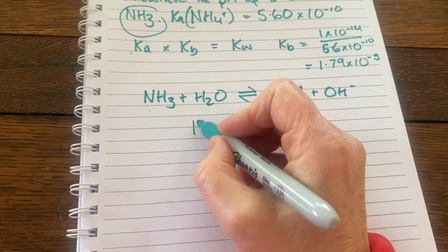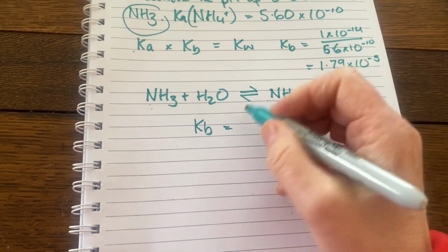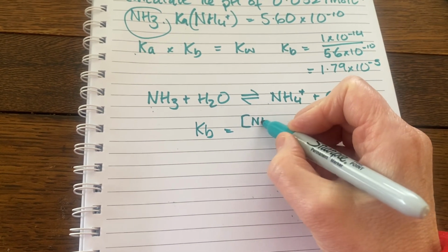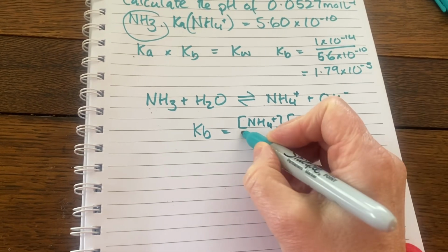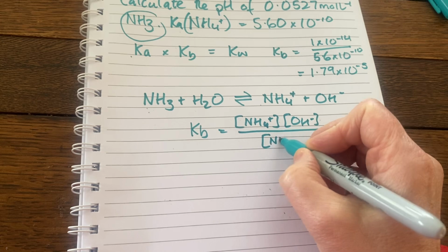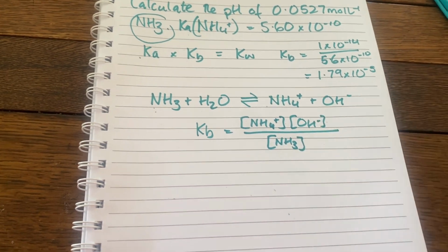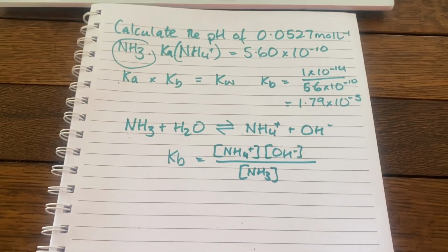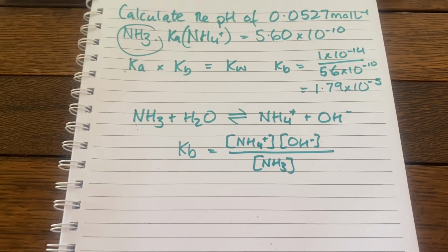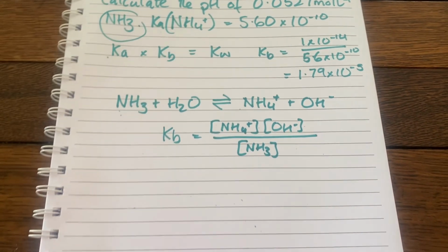Okay, so now I'm going to write a Kb expression. So just the same process as we used for the acid. Just looks a little bit different. So instead of H3O plus, we have OH minus. But we are going to be able to make the same approximations, or the same assumptions as we did for the acid.